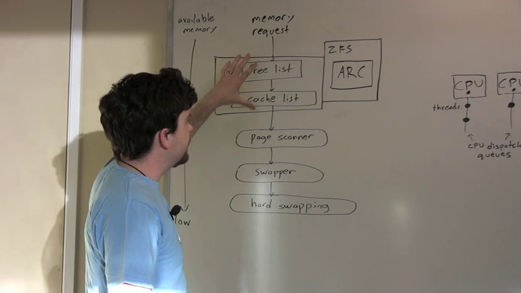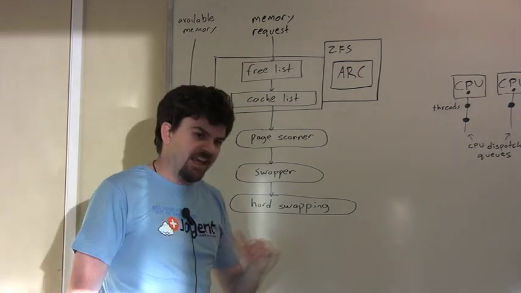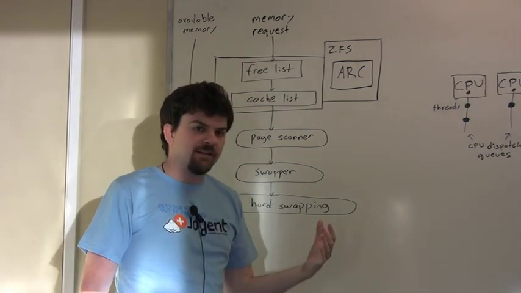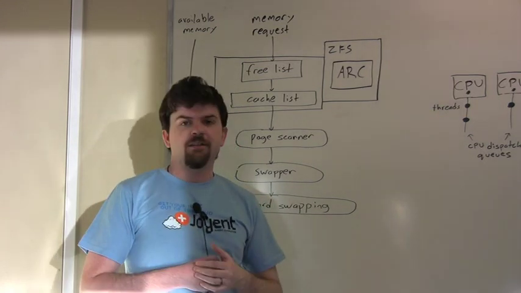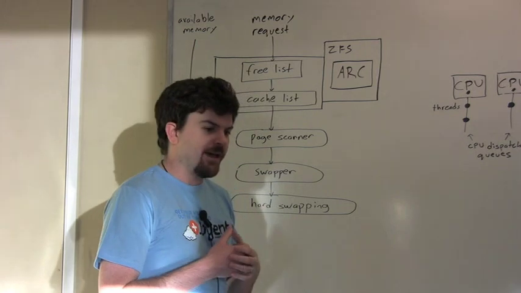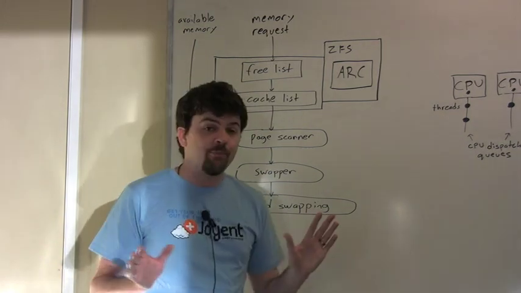Once those get exhausted, we then start scanning for memory. And that's the operating system scanner. It's identifying memory pages that are not recently used, and will then page them out to disk. I've used the term page a bunch of times.